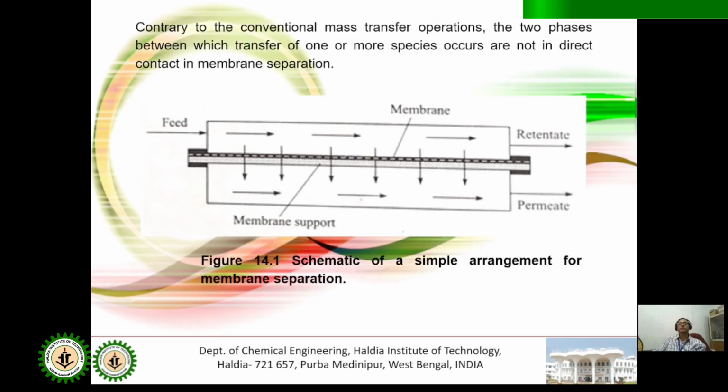Contrary to the conventional mass transfer operation, the two phases between which species are transferred are not in direct contact with each other; the membrane is between them. Here you can see the schematic diagram. At one end we give the feed, that means a mixture of different solids or liquids, and dissolved solids may be there.